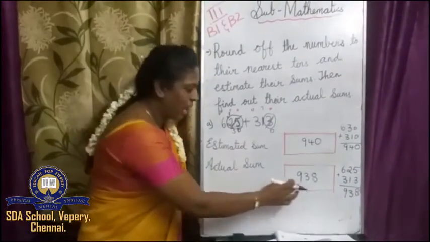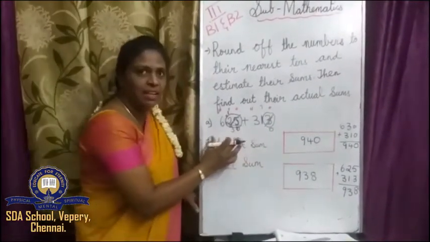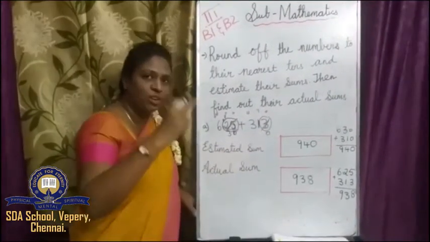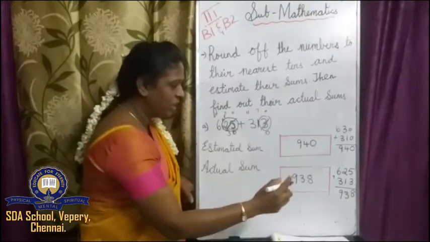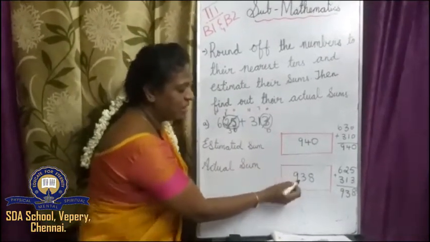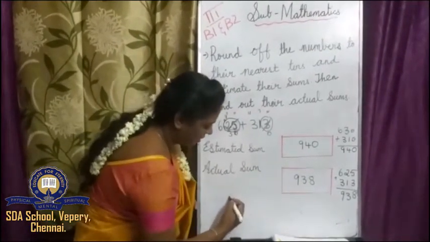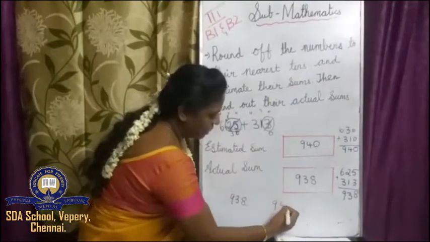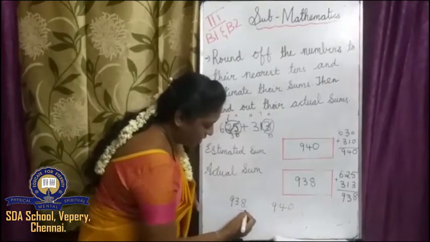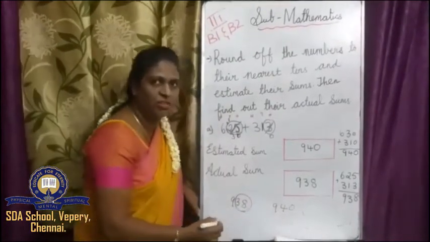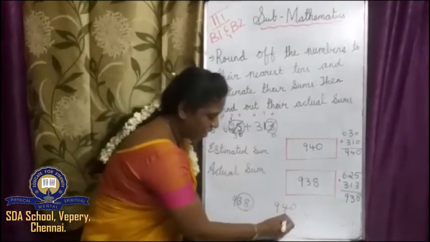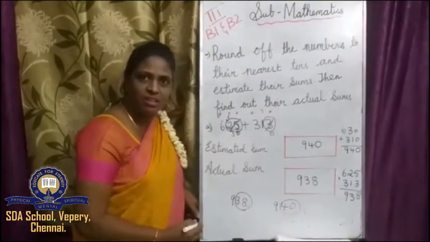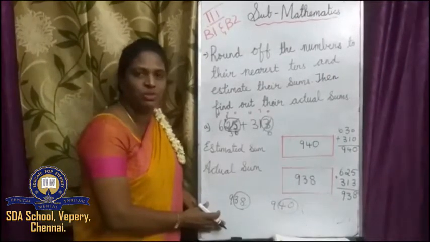This is your actual. Actual means, did you understand, the numbers which they have given. Estimated means you are rounding off and then you are doing the sum. See, can you see the difference here? 938 is the actual and this is the estimated. So just think of this: 38, when you round off, becomes 40. Did you understand, children? I think you understood.